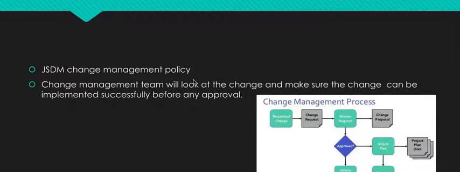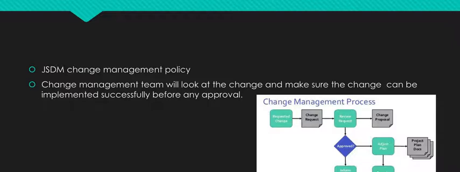So now we're going to talk about change management. JSDM has a change management policy. If any changes are required, the department head has the choice of referring to the change management team or forwarding the change request to the vice president for approval, depending on the scope of the change. For minor changes such as replacing a printer in the office, the department head could go directly to the vice president. For major changes that could impact JSDM in a major way, the department head must consult the change management team.